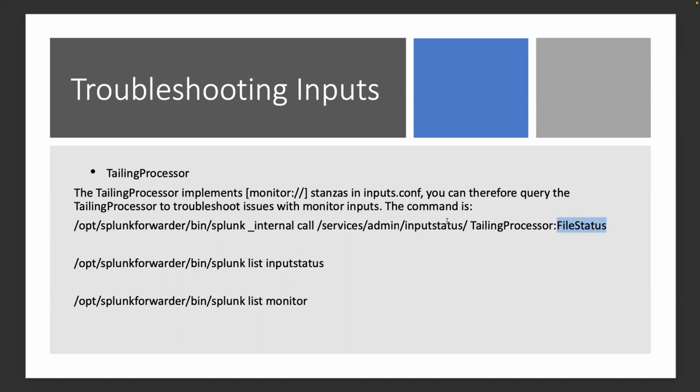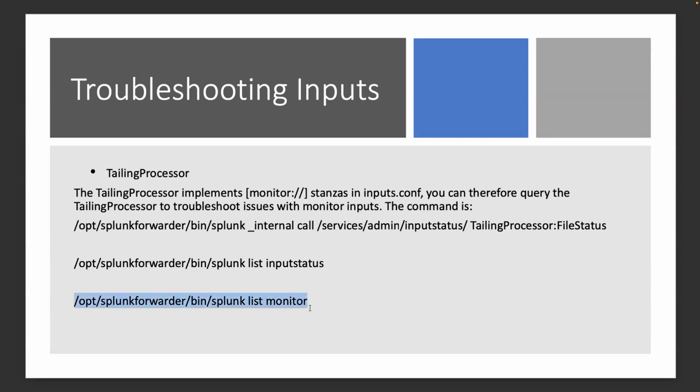So you can query that and see the result, and it will tell you if there are maybe issues with the network, or permissions, where Splunk cannot read the directory that you're telling it to monitor. An even shorter way of looking at the same information is running the command /opt/splunk/bin/splunk list inputstatus. Here you are calling the service itself and seeing the input status, without having to reference the tailing processor. You want to see the status of all the inputs that you have defined, and it will show you whatever you have defined.